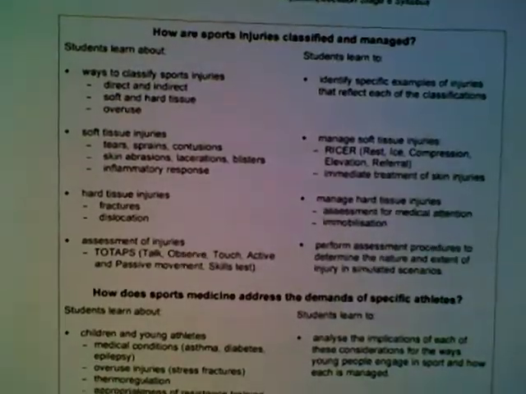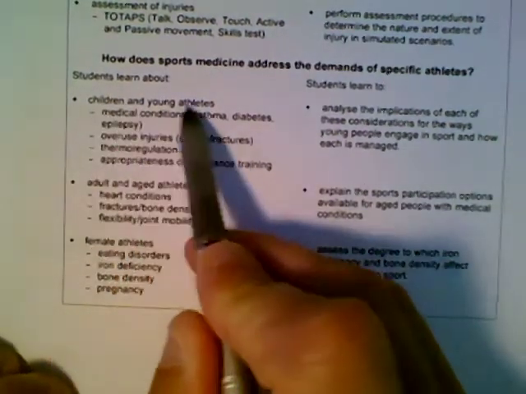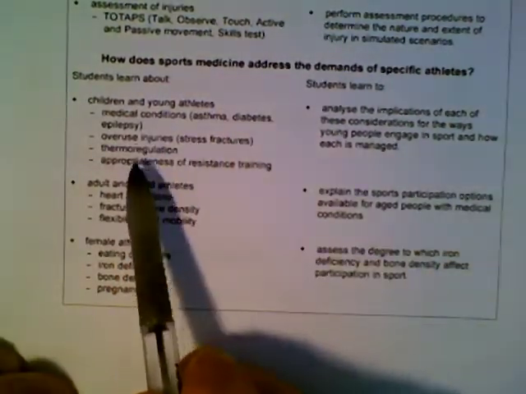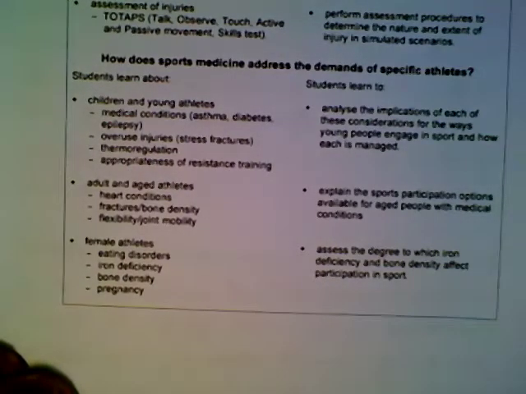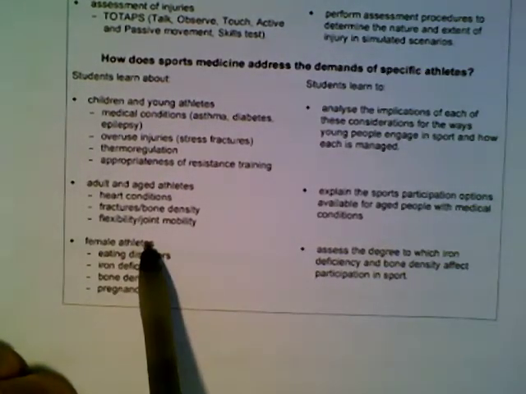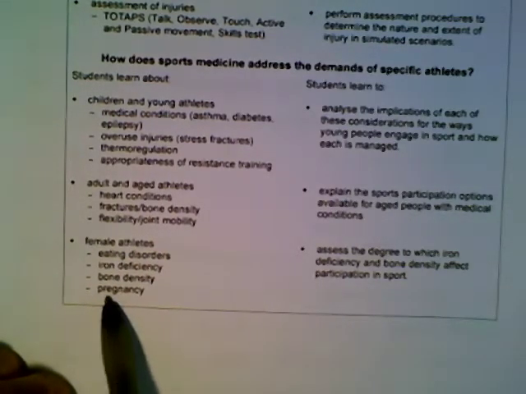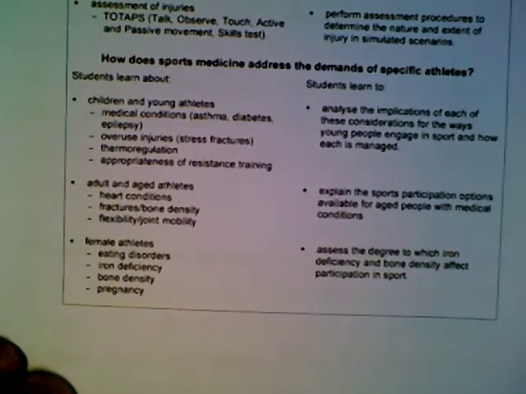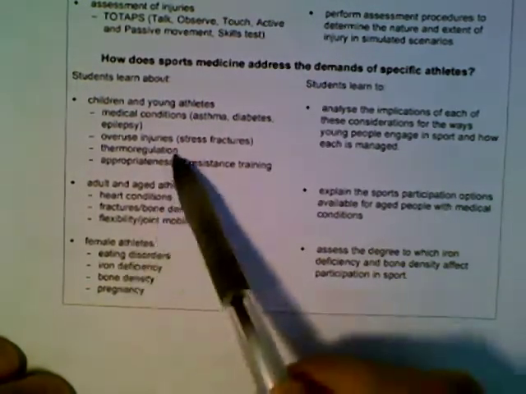Straight away we're going to notice when we have a look down here that we have children and young athletes. So medical conditions, overuse injuries, thermoregulation and appropriateness of resistance training. They need to be included, as well as female athletes. We need to be mentioning eating disorders, iron deficiency, bone density and pregnancy. They're the areas that need to be included. They're the considerations between the two parts of the syllabus.